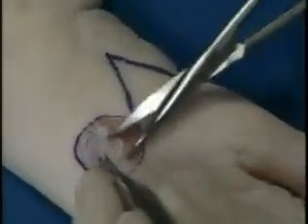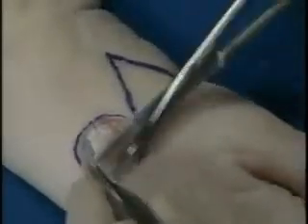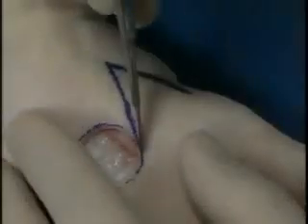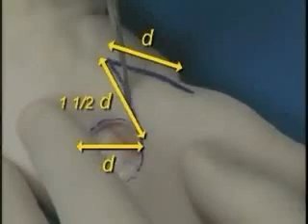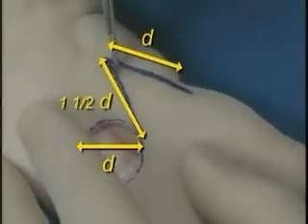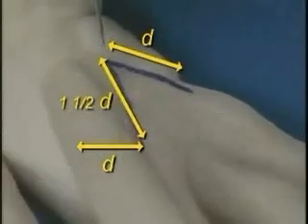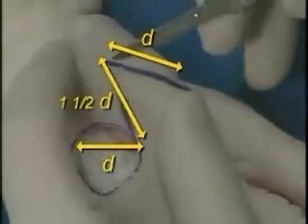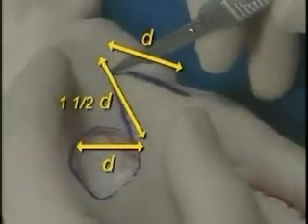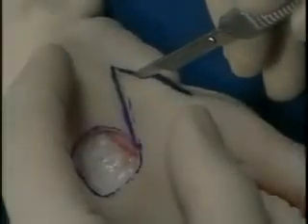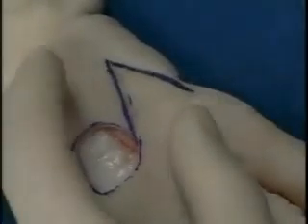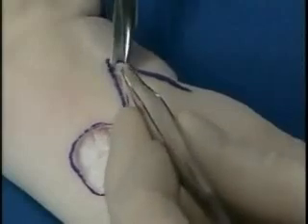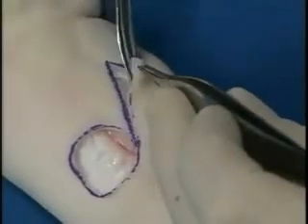Once this lesion is removed, the other limbs of the note flap are drawn. There's the first limb. It's approximately 1.5 times the diameter, as a tangent. And the second limb is now cut. That is the diameter of the lesion at approximately a 60-degree angle.